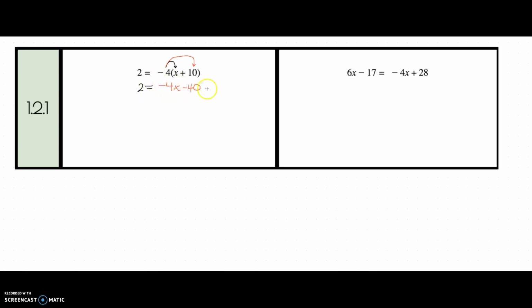Now I see that there are 2 things over on the right-hand side, and I want to figure out which one of them to move to the left-hand side. On the left-hand side, I just have this 2, which is just a regular number. So I want to look on the right-hand side and move the regular number, the constant. 40 is our regular number, and it's being subtracted. To undo that subtraction, I want to add. So I'm going to add 40. Whatever I do to one side, I have to do to the other. And so I get 42 equals -4x, and those 2 cancel.